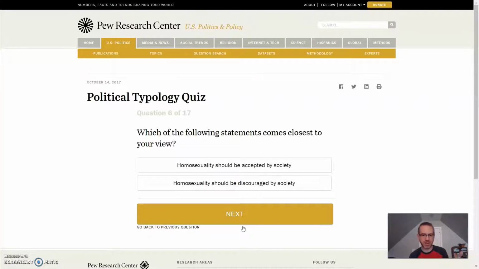Homosexuality should be accepted by society. The second is homosexuality should be discouraged by society. And I would say, notice it doesn't say encouraged and discouraged. Okay, it's just saying accepted. If somebody is, society should say, okay, it is what it is. Discourage would be saying, no, it's actually morally wrong. We have an issue with that, and we should try to dissuade people from that. Okay, again, just click on the top one.